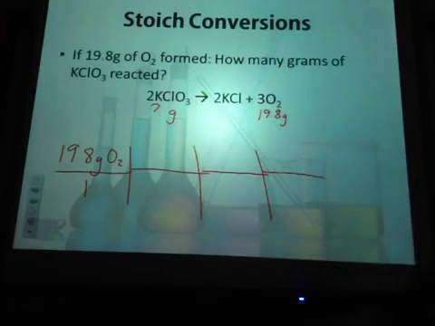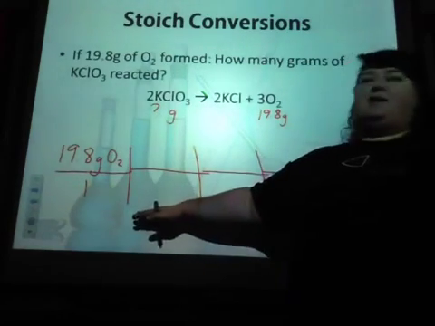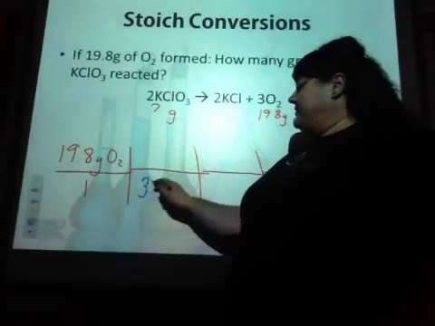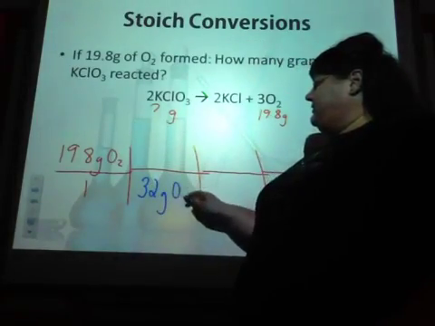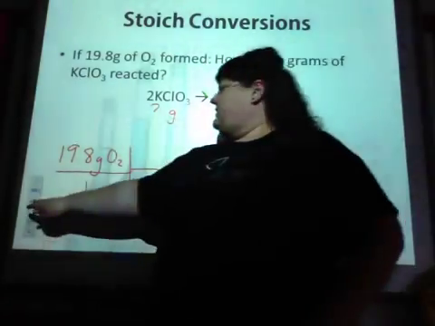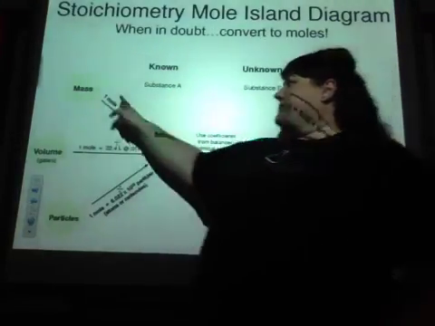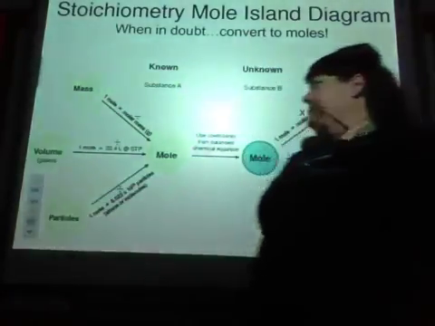Okay, let's set this one up. So what did we put on bottom in our next step? Ricky, what did you put on bottom? 32 grams. Yep, 32 grams of O2. So we're starting in oxygen this time. So first step, divide by that molar mass. So we're going to put 1 mole then on top.